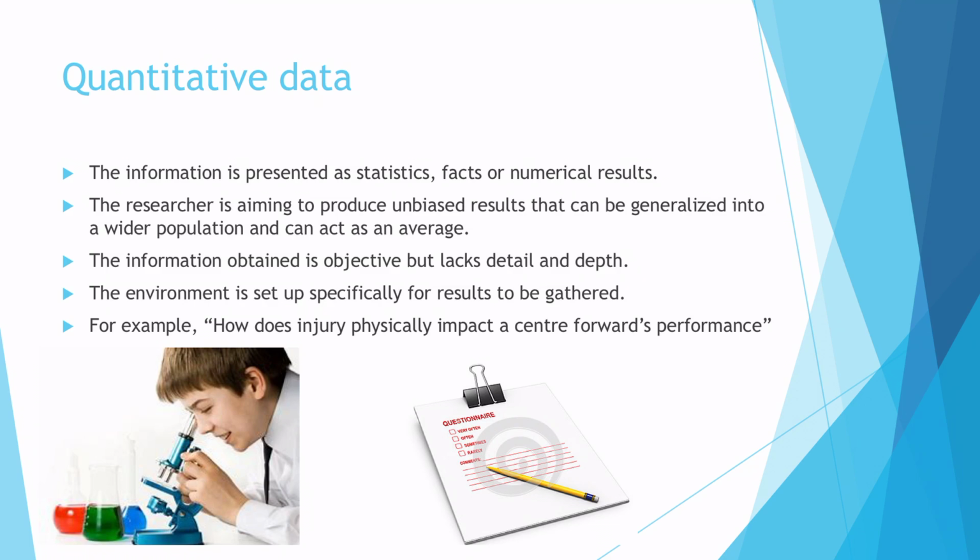An example of a quantitative data question would be, how does injury physically impact a centre forward's performance? If it was qualitative data, it would be around his emotions and reasonings behind how it affected a performance, but this would be how it has physically impacted the centre forward's performance. So this would be looking at his goal rate, his movement off the ball, his movement on the ball, his speed and other scenarios like that. Quantitative data can be obtained through lab tests and questionnaires.